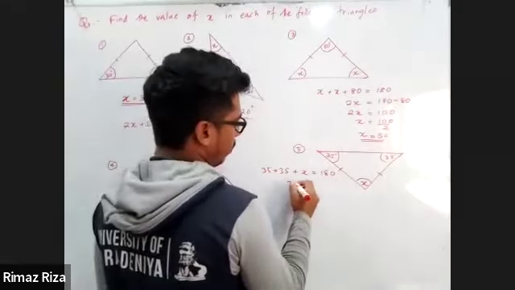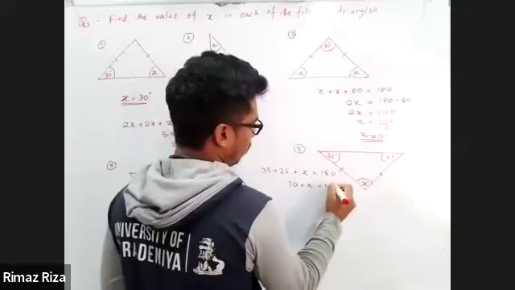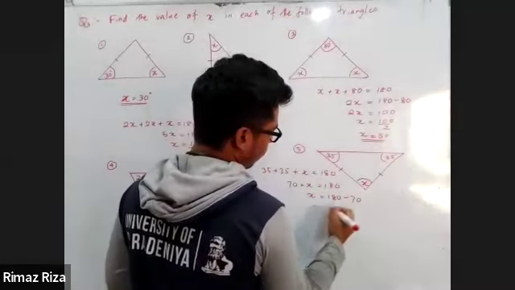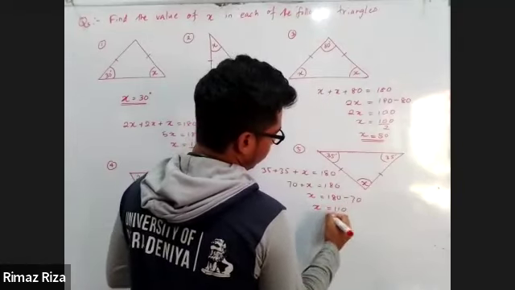35 and 35, 70 plus x equals 180. x equals 180 minus 70. x equals 110.